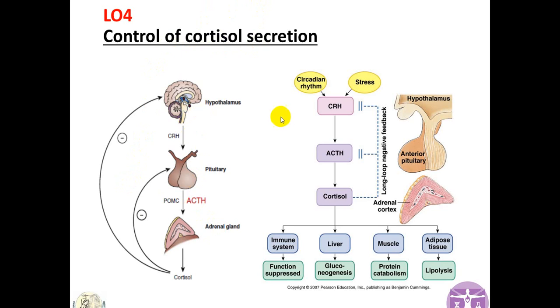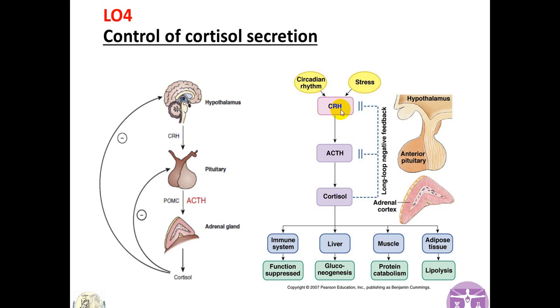So whenever there is a stress or circadian rhythm, by stress we mean, for example, infection, fever, illness, disease, or emotional stress like extreme fear or sadness, or any trauma. So any stressful situation will stimulate the hypothalamus. In addition, usually in our body there is a circadian rhythm, which means there is a secretion of CRH even in the absence of stressful situation. There is secretion of corticotrophin releasing hormone from the hypothalamus, usually during the early morning hours. That's why in the early morning hours the level of cortisol is the highest.